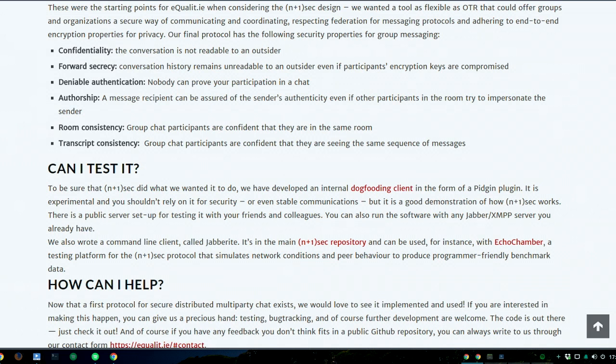Conversation history remains unreadable to an outsider, even if participants' encryption keys are compromised. That's pretty cool. Yeah, definitely. That's something we've been waiting to have more of on the internet in general. So it's nice to see that baked right in. Don't they already have that on websites? Yes, for SSL connections they do. I think that's actually more widely deployed now. But there was a transition time where that was not often enabled.